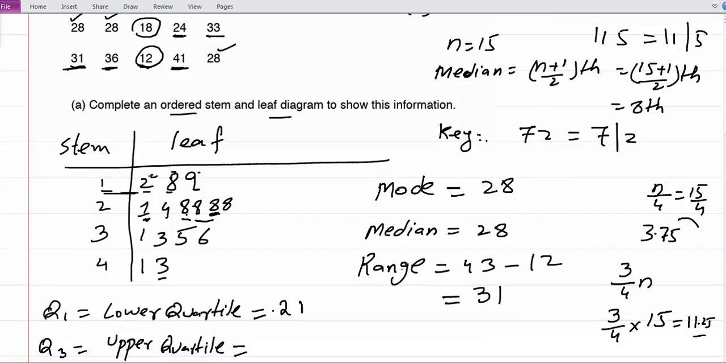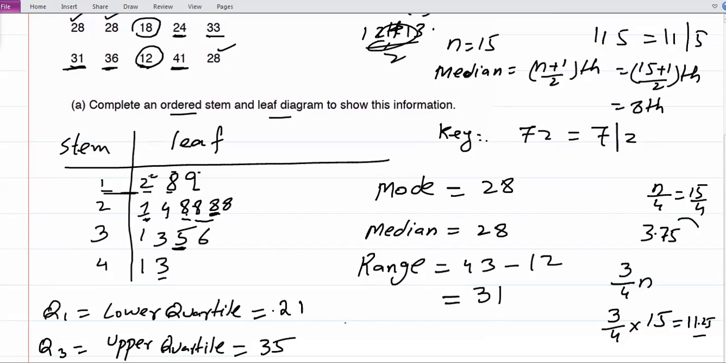If it is not a decimal, for example, if it came to 12, then you would take the 12th and 13th values and then their average. But in this case, it is 11.25, so move to the next, the 12th number. Which is the 12th number? 1, 2, 3, 4, 5, 6, 7, 8, 9, 10, 11, 12. This is the 12th value. It has a stem, so 35.